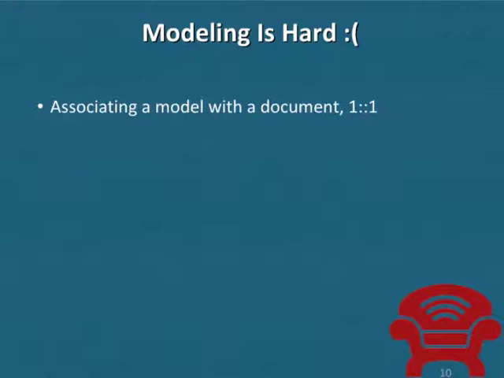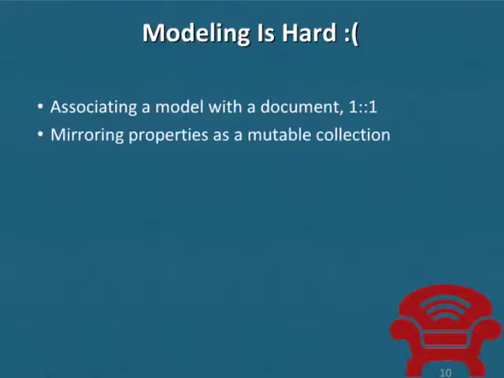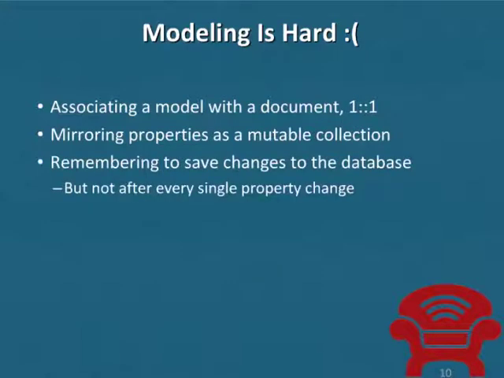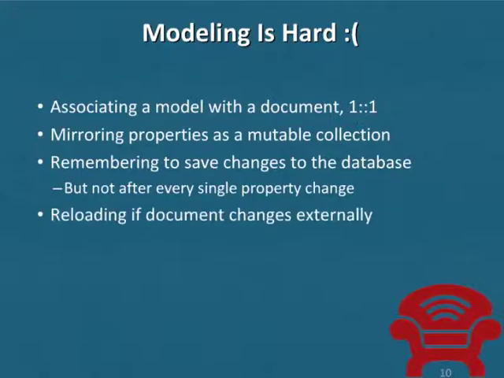You need to keep a copy of the document's properties as a mutable collection since the document itself is immutable. Then when changes are made, you have to remember to save them, but you don't want to issue a put request after every single property change, or that could get very inefficient if you're going to change a bunch of properties at once. If there was an external change to the document, like if there's a sync happening in the background and Couchbase has pulled down a bunch of new changes, you want to be able to update your model object when that happens.